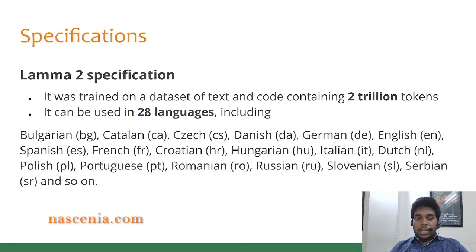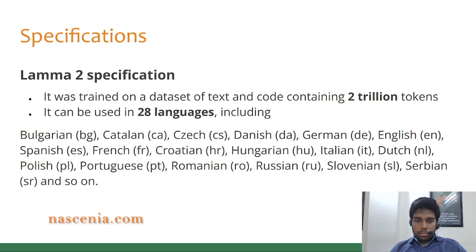Some more detail about LLaMa 2: it is trained on 2 trillion tokens. So the dataset is 40% bigger than LLaMa 2's previous revision, which was LLaMa 1, and it is trained on 28 languages. The pre-trained model supports 28 languages, including Bulgarian, Catalan, Czech, Danish, German, English, Spanish, French, and so on.